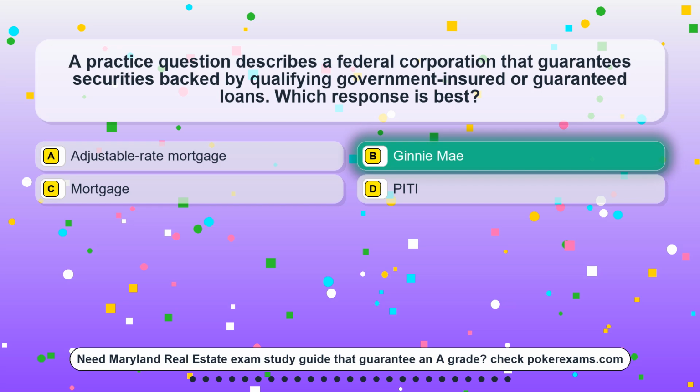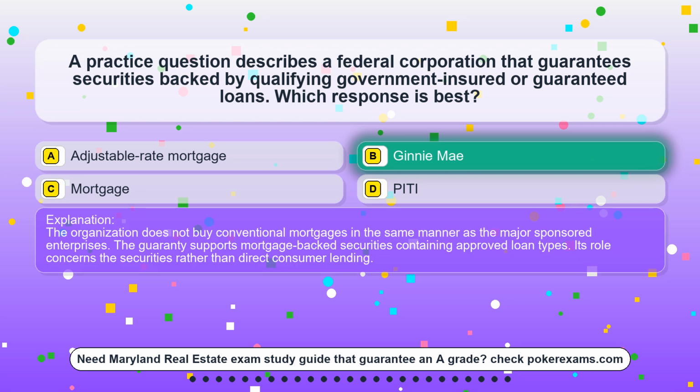The correct answer is option B, Ginnie Mae. The organization does not buy conventional mortgages in the same manner as the major sponsored enterprises. The guarantee supports mortgage-backed securities containing approved loan types. Its role concerns the securities rather than direct consumer lending.